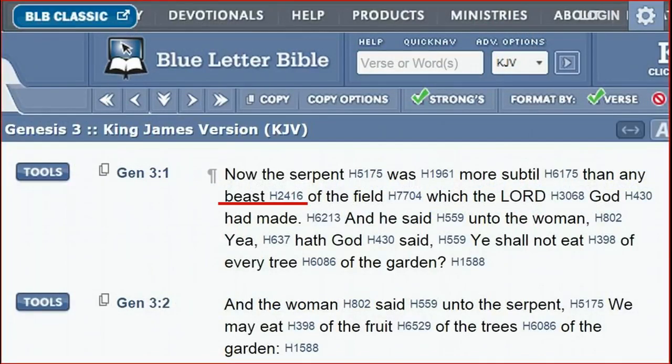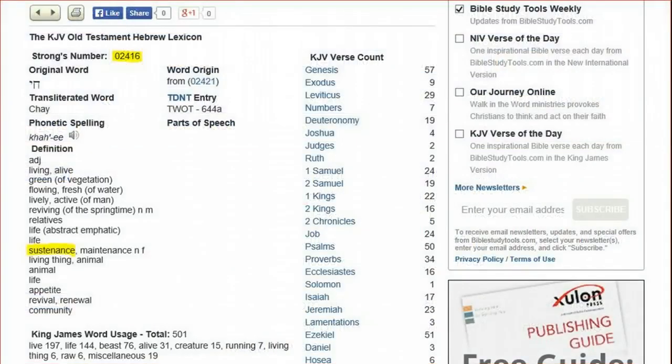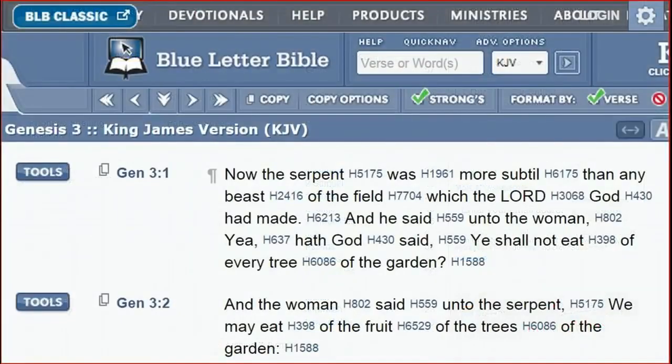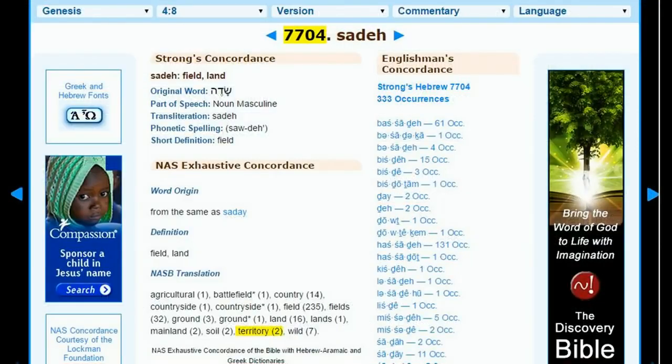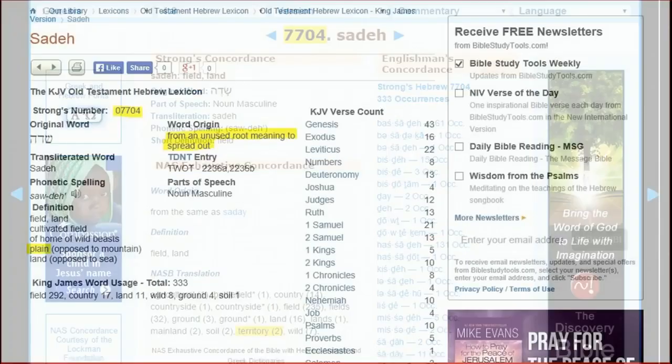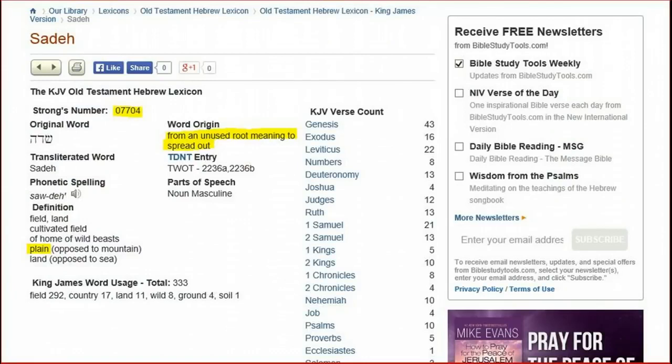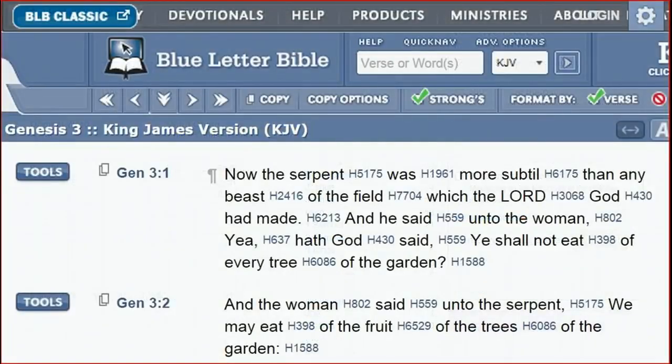Then the word translated as beast, number 2416, also means sustenance. And the word translated as field, number 7704, means territory or country. But notice it originates from an unused root meaning to spread out. So it seems possible that the root word was unused, possibly because it was not understood, and it wasn't understood because it referred to space. That's one possibility. So verse 1 can say, "Now the image was more devious than any sustenance of space which the Lord God had made."